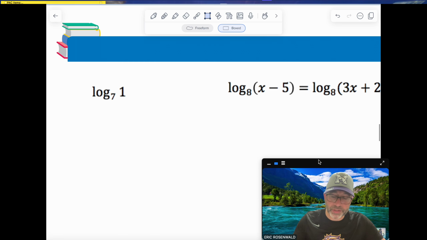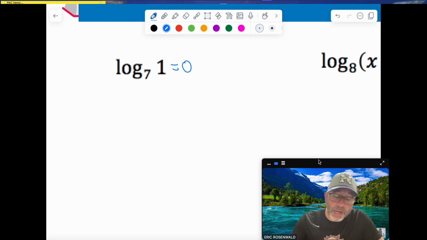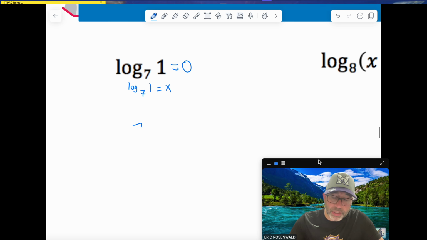All right, log base 7 of 1. This is one of our properties we said earlier, that this is simply going to equal 0. Why does this equal 0? Well, again, the rationale is that if I keep the base, and I say to you log base 7 of 1 is equal to what? We're saying it's equal to x. That means this is going to end up being 7 to the x is equal to 1, and 7 to the 0 power is equal to 1. So that means that x is simply equal to 0.